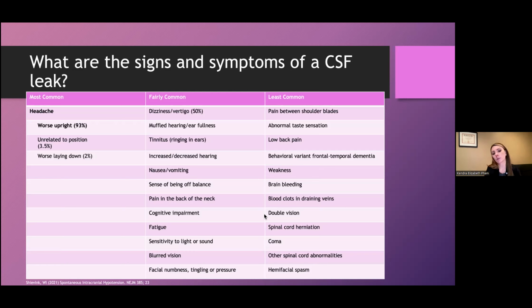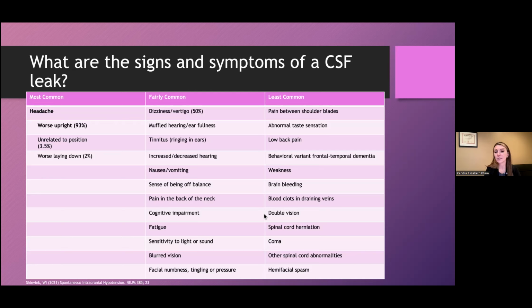Other symptoms people could have are muffled hearing, ear fullness, increased or decreased hearing, ringing in the ears, sometimes nausea and vomiting or a sense of being off balance, pain in the back of the neck, some cognitive impairment, fatigue, sensitivity to light or sound, blurred vision, and feeling some numbness, tingling, or pressure in the face.